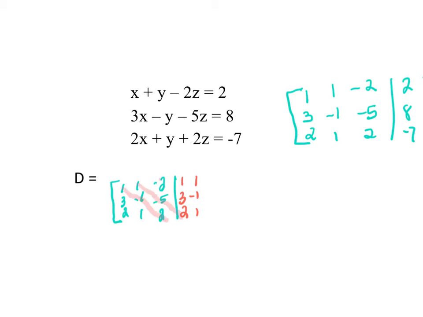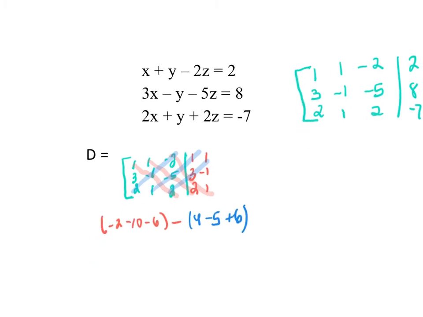So major. 1 times negative 1 times 2, negative 2. 1 times negative 5 times 2, negative 10. Negative 2 times 3 times 1, negative 6. Minus, let's find our minors. So I have 2 times negative 1 times negative 2 is going to give me 4. 1 times negative 5 times 1 is negative 5. 2 times 3 times 1 is positive 6.